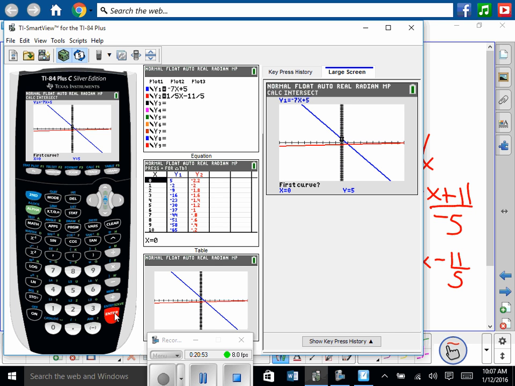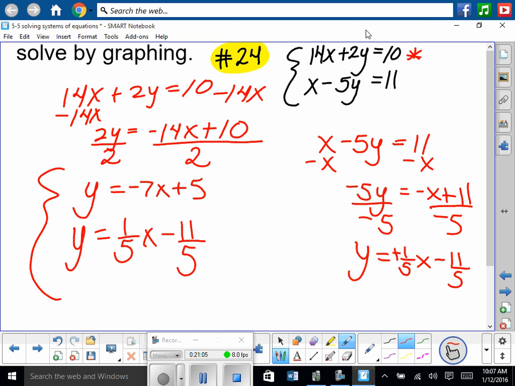Okay. So first curve, it's on this line, I hit enter. Second curve, it's on this line, I hit enter again. Intersects at 1, negative 2. Sorry, geez, 1, negative 4.